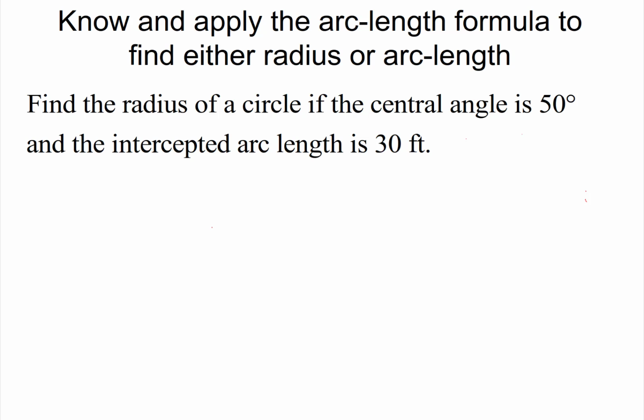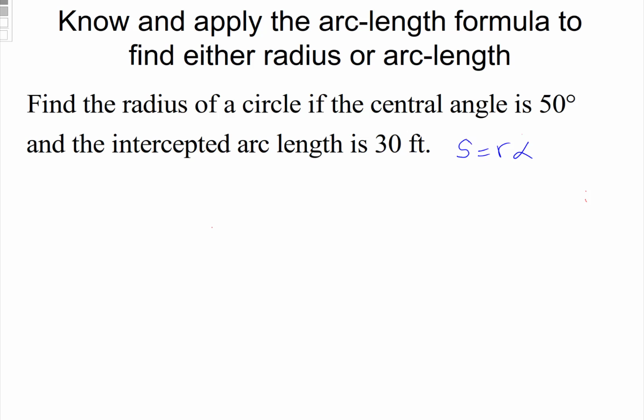Know and apply the arc length formula to either find radius or arc length. So here we have: find the radius of a circle if the central angle is 50 degrees and the intercepted arc length is 30 feet. So thinking of our formula for arc length, S equals R alpha, where S is the arc length, R is the radius, and alpha is the central angle.